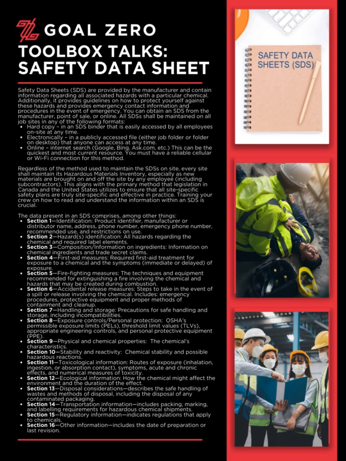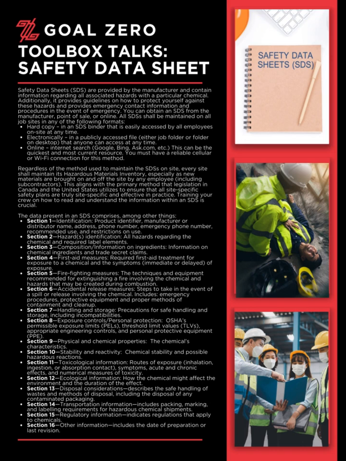Training your crew on how to read and understand the information within an SDS is crucial. The data present in an SDS comprises, among other things: Section 1. Identification. Product identifier, manufacturer or distributor name, address, phone number, emergency phone number, recommended use, and restrictions on use. Section 2. Hazards identification. All hazards regarding the chemical and required label elements.